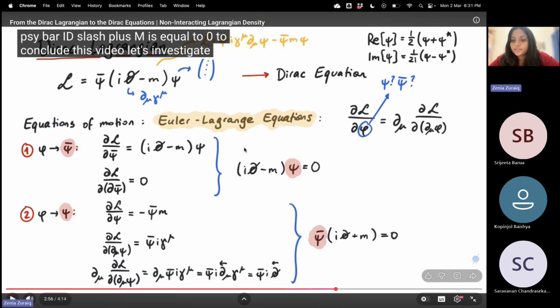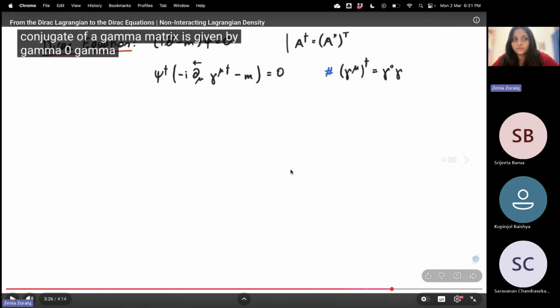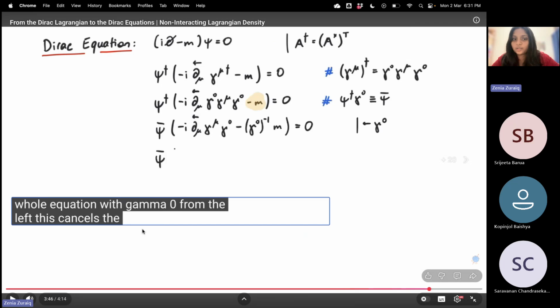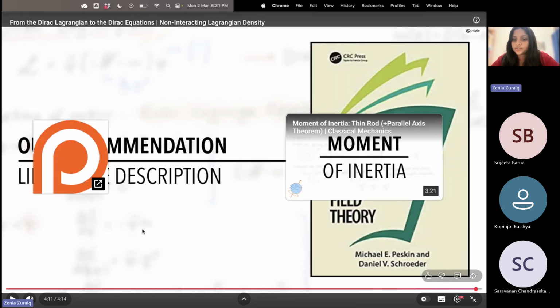So basically we get back the Dirac equation from the Dirac Lagrangian. This is just to show that this is the Dirac Lagrangian and this is how the Dirac equation comes about. I think the rest of the video is just them showing that if you take the complex conjugate of the psi equation, you get back the psi bar equation and so on. You can go ahead and look at it if you're interested.